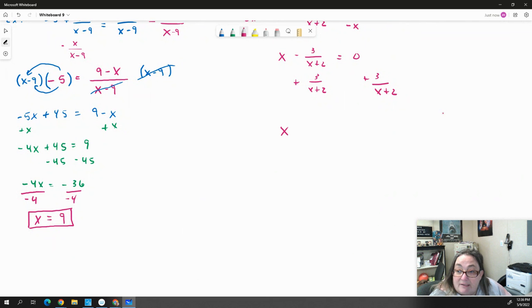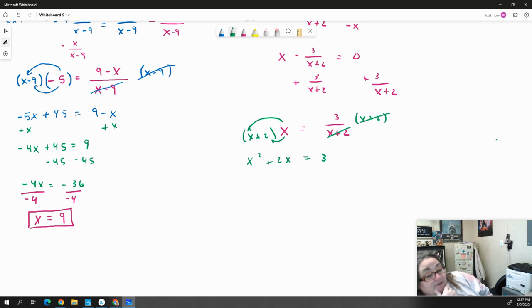And here I would be left with x equals 3 over x plus 2. And now I'd do the same thing. I would get rid of my denominator by multiplying both sides by the denominator, right? So this would be x plus 2, and this would be times x plus 2. And these cancel, right? And here I'd have x times x, well, that's x squared. And here I'd have 2 times x, well, that's plus 2x equals 3.